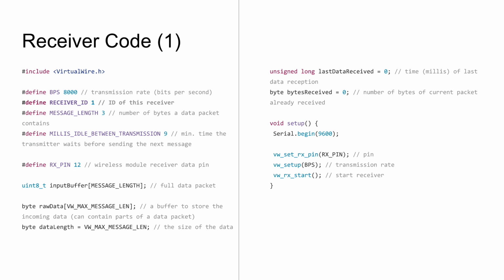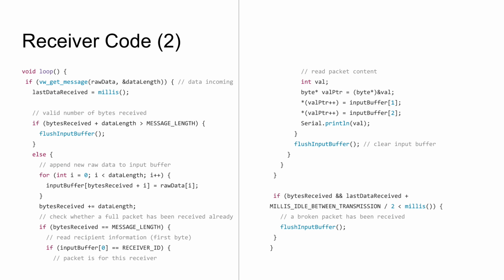The receiver code is a little bit more complex. There are also a lot of definitions, and then the actual setup function. The receiver ID, which is written in bold on the left side of the slide, is the thing that varies from receiver to receiver, because every receiver should have a unique ID here.